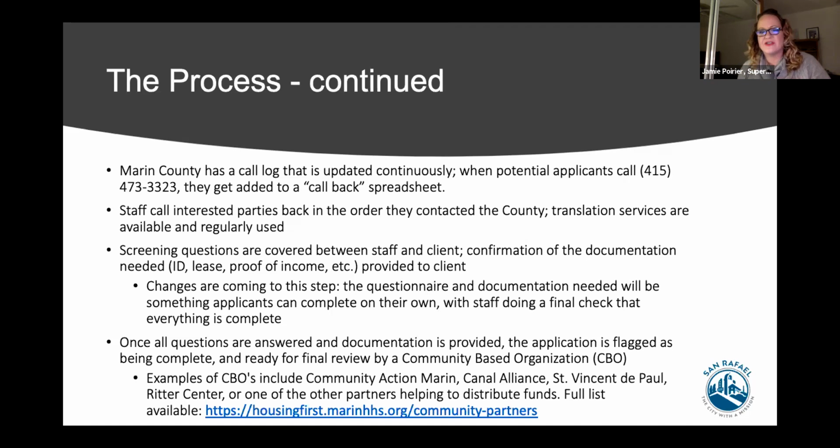Once all of the questions are answered and documentation is provided, we, the staff, flag the application as complete and present the application as final for a review by a community-based organization referred to as a CBO. Just a few examples, there's actually, I think, 8 organizations, but some of the ones that I've seen that are distributing funds perhaps the fastest include Community Action Marin, Canal Alliance, St. Vincent de Paul, Ritter Center, and like I said, a handful of others.